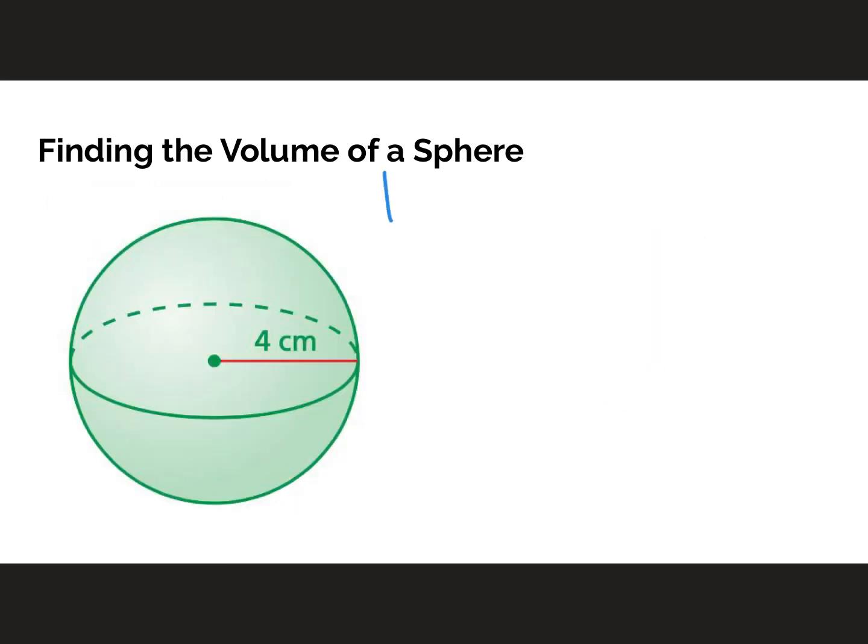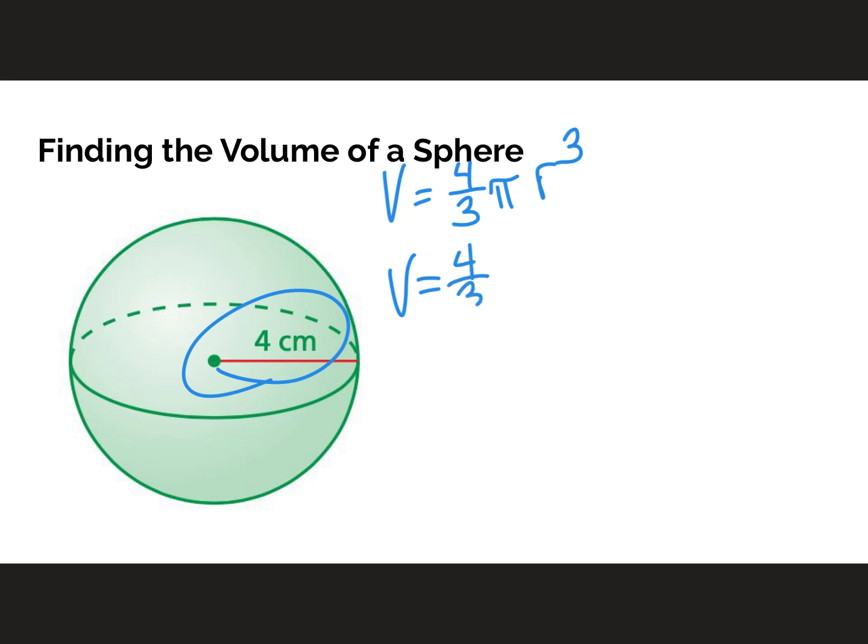So again, we're going to do this. Volume is 4/3 pi times your radius cubed. In this case, our radius is 4. So our volume is 4/3 of pi times 4 cubed. 4 cubed is 64. So I have 4/3 of pi times 64.